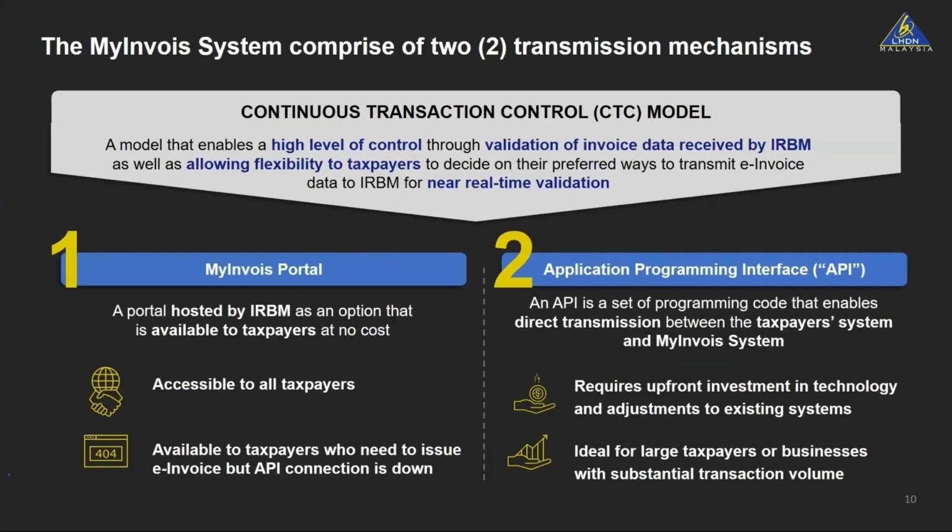How will the taxpayer submit their invoice? There are 2 ways of doing it. First is direct login to the My Invoice portal developed by LHDN. In this portal, the taxpayer can issue, send, review, cancel, or reject invoices. You can also view and search e-invoice transactions received by LHDN.